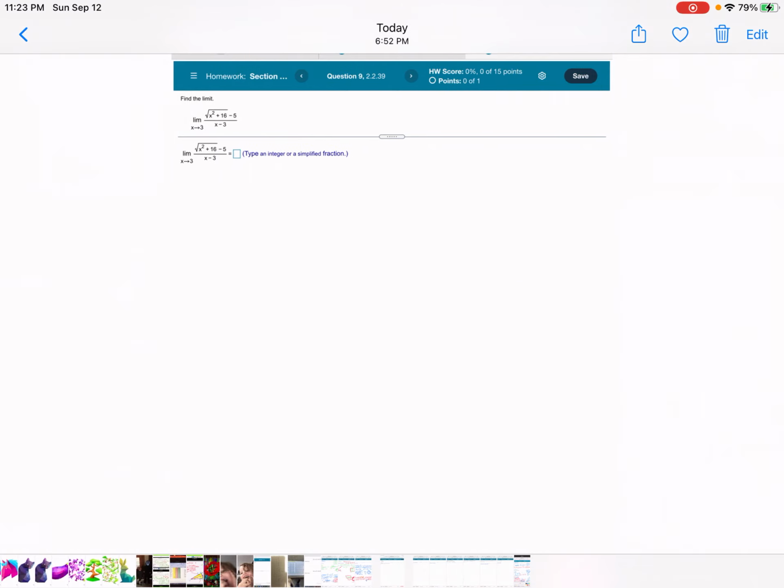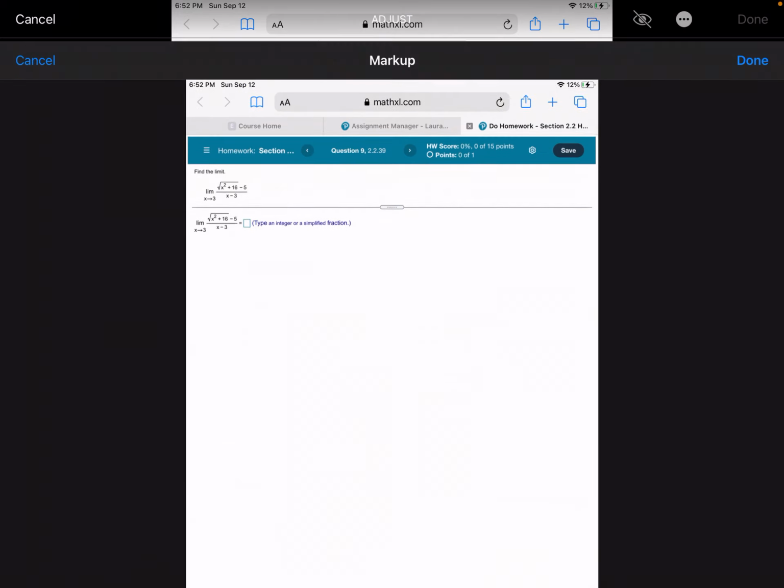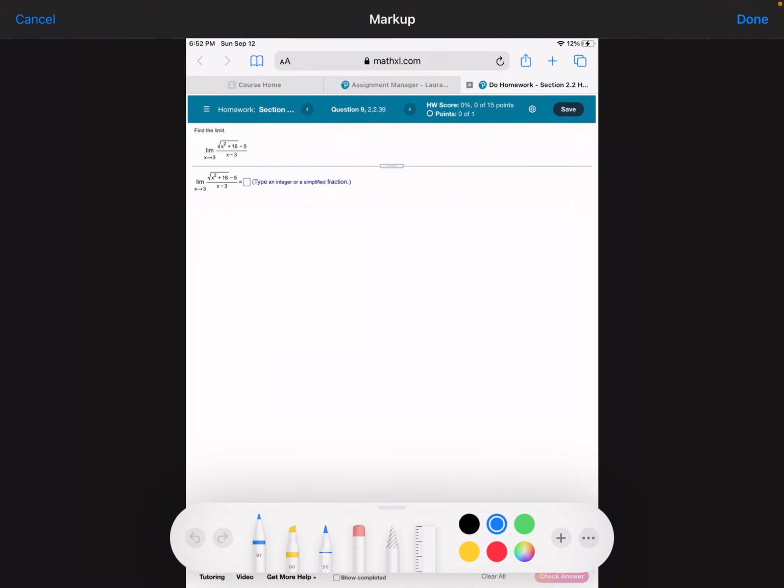All right, let's see. Number 9. Looks like this will be another conjugate. So let me just set it up for you. Let's not do this whole thing, but let's just see what we would do. So again, the first thing you would do is try to plug in the 3. 3 times 3 is 9. We'd have square root of 25 minus 5 over 3 minus 3, which would give us 0 over 0.